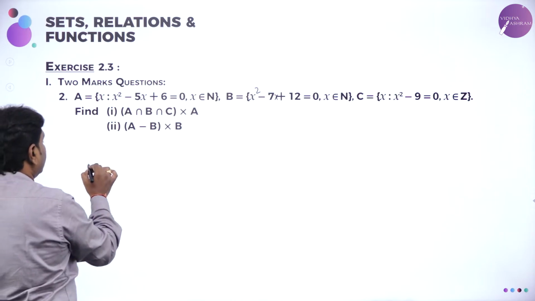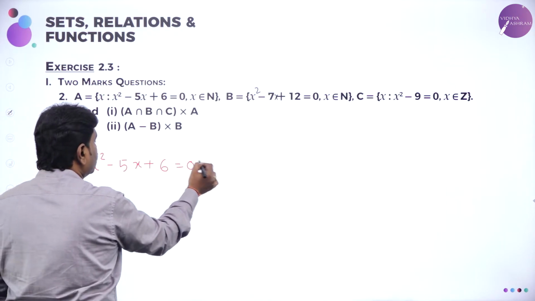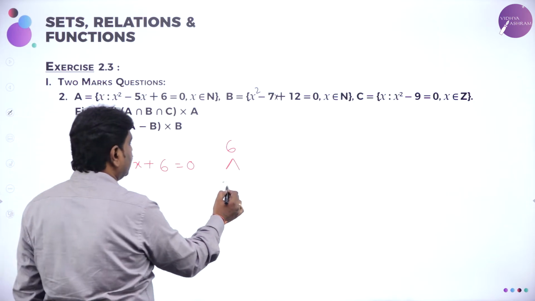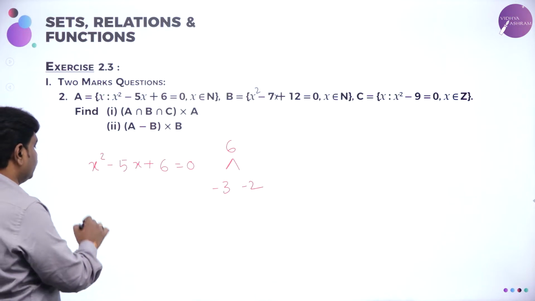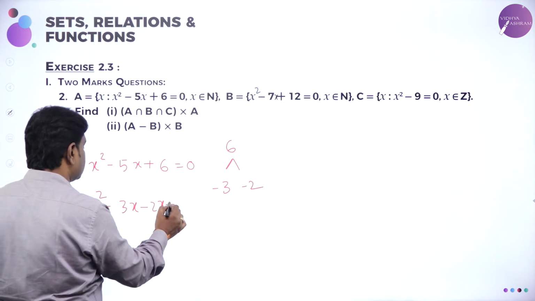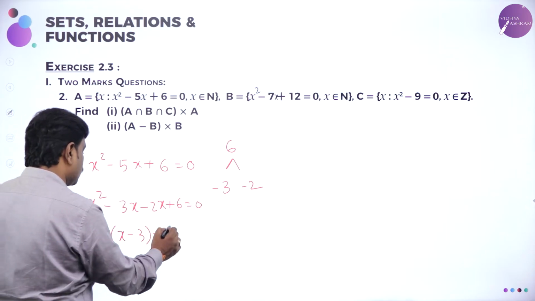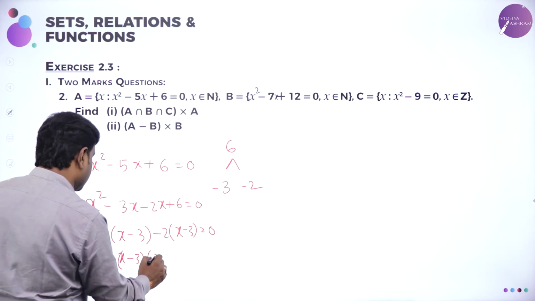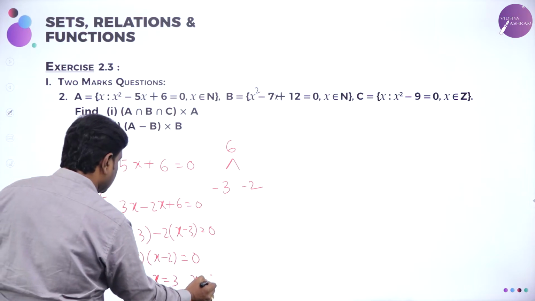Now to fill set A, I'll solve this equation, x square minus 5x plus 6 equal to 0. What are the factors of 6 that give minus 5 when you add? I can take 3 2s are 6, minus 3 minus 2. If I multiply, I'll get plus 6. If I add, I'll get the middle term. This is middle term factorization. x square minus 3x minus 2x plus 6 equal to 0. Further on factorizing, take x common, x minus 3, minus 2 common, x minus 3, or I can take x minus 3 into x minus 2 is 0, so x equal to what? 3, and x equal to 2. So you got set A.